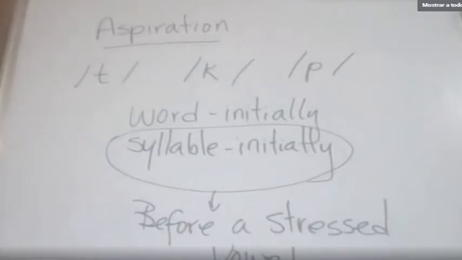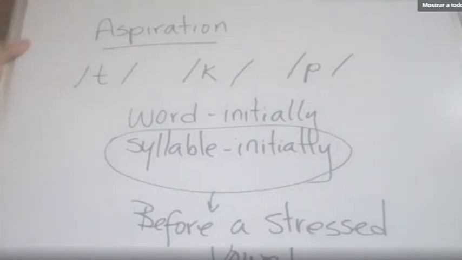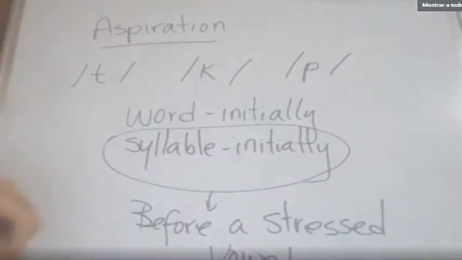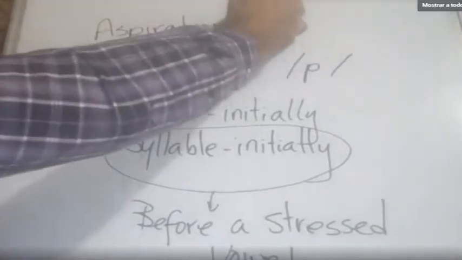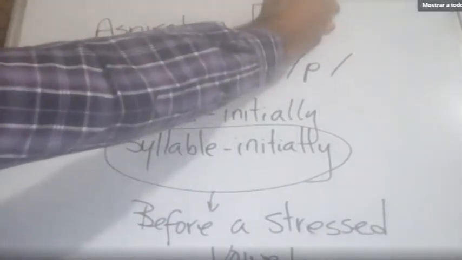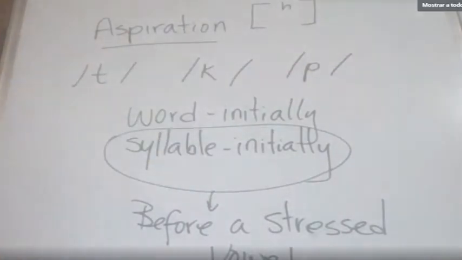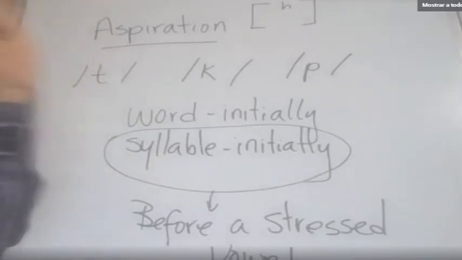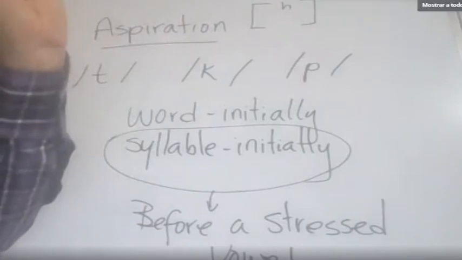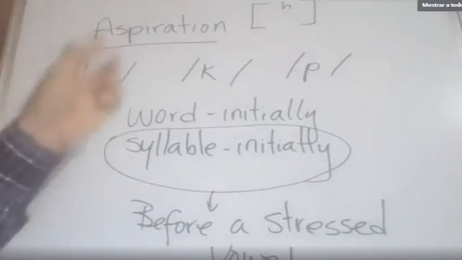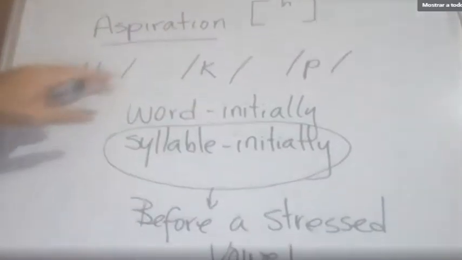I will give you two examples, right? Let me first specify the symbol. The symbol that you will write for aspiration is a little h next to and on top of the sound affected. In this case, any of these.